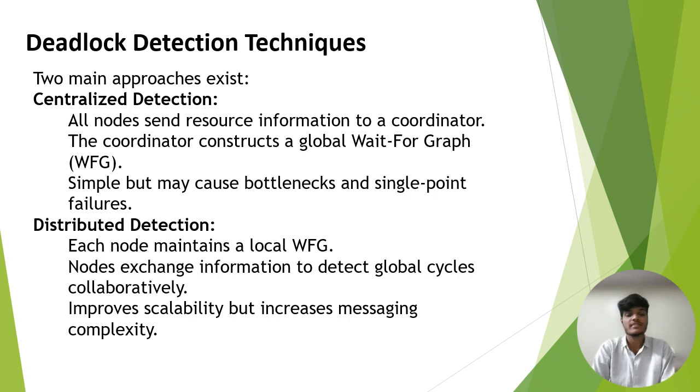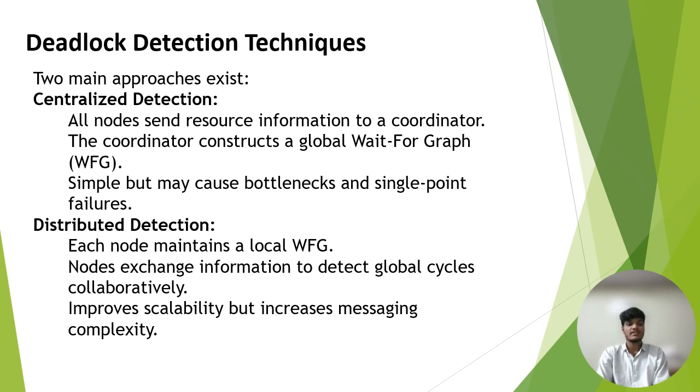Deadlock detection techniques. There are two main approaches: centralized detection and distributed detection. In centralized detection, all nodes send resource information to a coordinator. The coordinator constructs a global wait-for graph, WFG, which is simple but may cause bottlenecks and single points of failure.